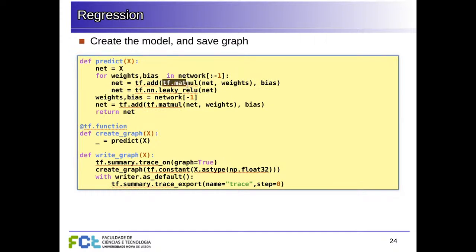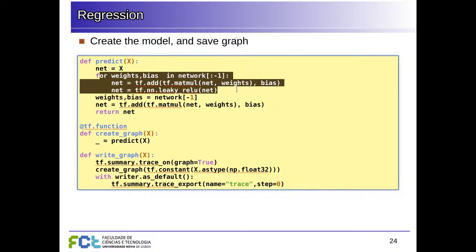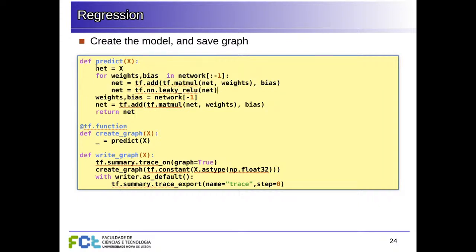So now when I have this predict, for each tuple of weights and bias in my network, I can just do the matrix multiplication of the output of the previous layer multiplied by the weights, and the previous layer starts to be just the inputs, and then add the bias and activate with a leaky ReLU. So I'm going to do this for all the hidden layers until I reach the last layer. If you see, I'm starting with the inputs. I multiply the inputs with the weights of the first layer. I add the bias of the first layer, and then this net value, which initially had the inputs, will now be the output of the first layer.